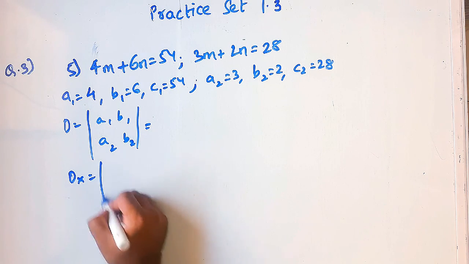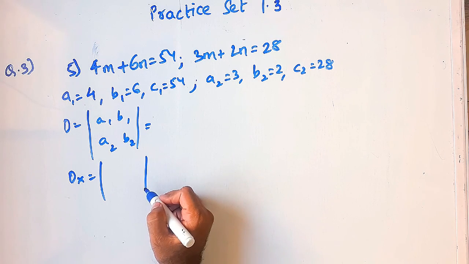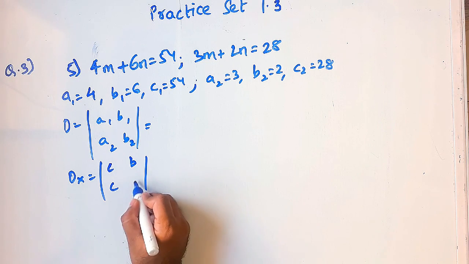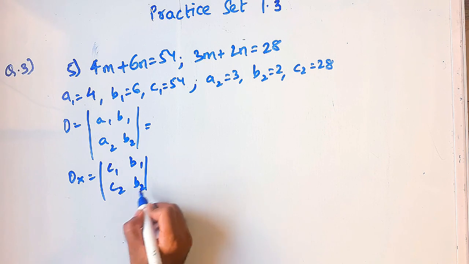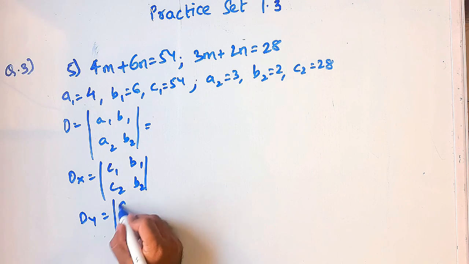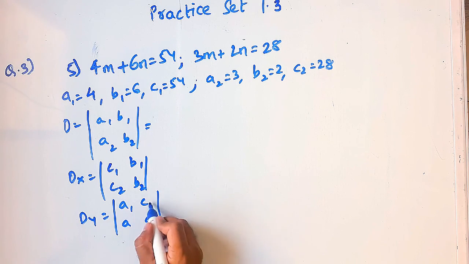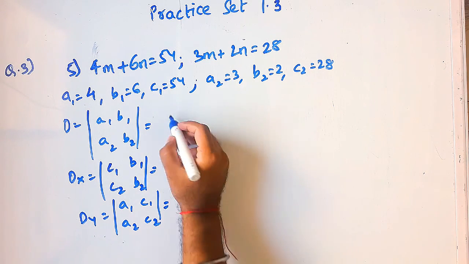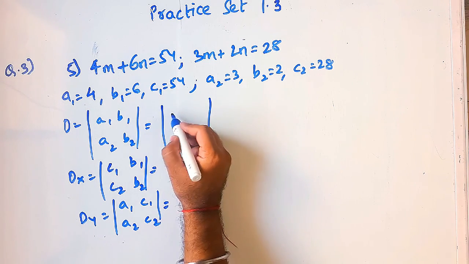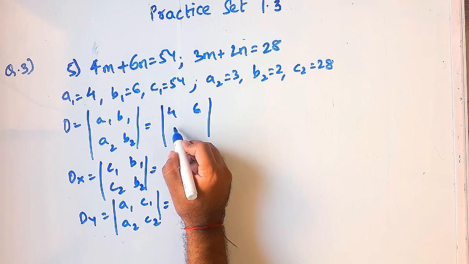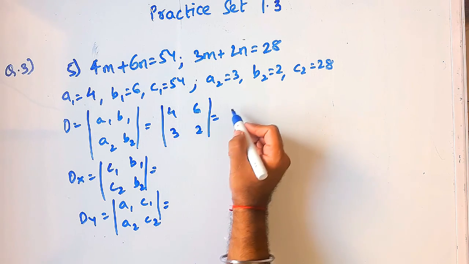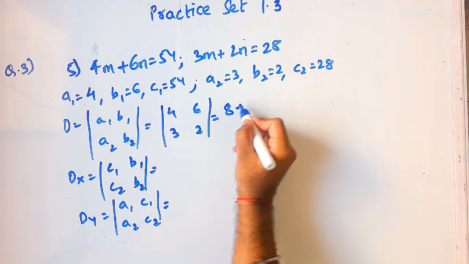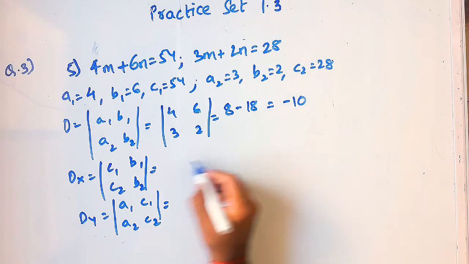Then Dx, you know, it is c1 b1, c2 b2, and Dy is a1 c1, a2 c2. Now I'll place this. A1 b1 is 4 6, a2 b2 is 3 2. So this will become 8 minus 18, which is equal to minus 10.